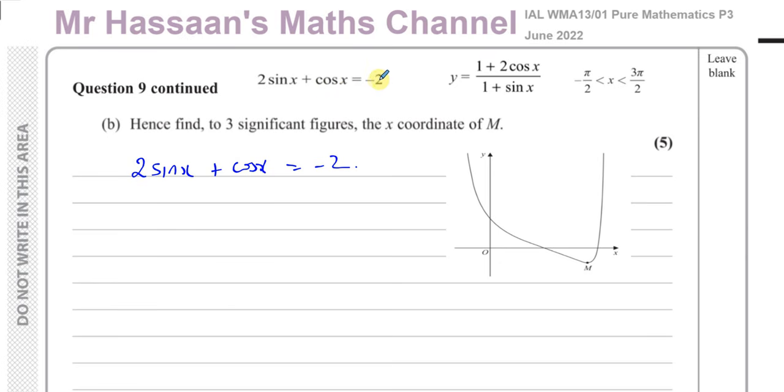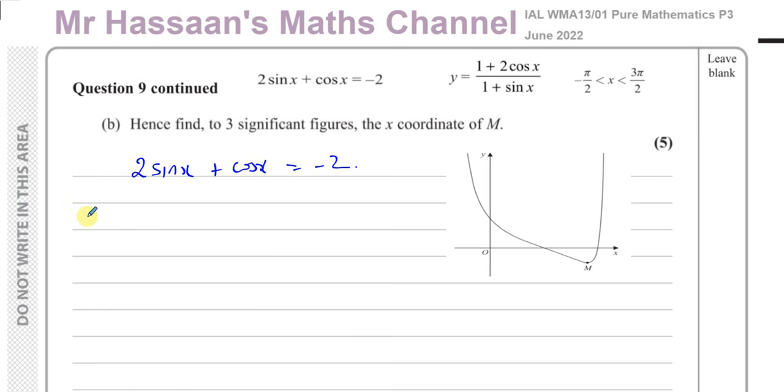If it said equals 0, no problem. We could use the tangent ratio, and put 2 sine x equals minus cosine x, and then divide by cosine x, and we're left with tan x equals something. But we can't do that here because you have a number here. If I divide by cosine x, I'll end up with minus 2 over cosine x, and 2 tan x equals that, and it won't be very easy for us to solve in that way. So what we need to do is to rewrite this.